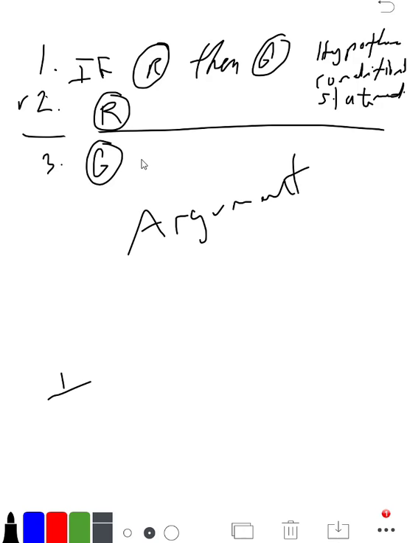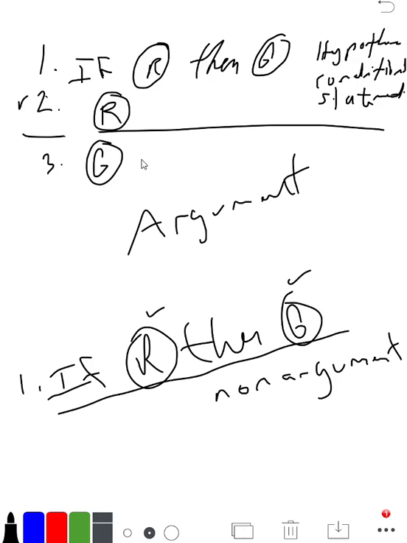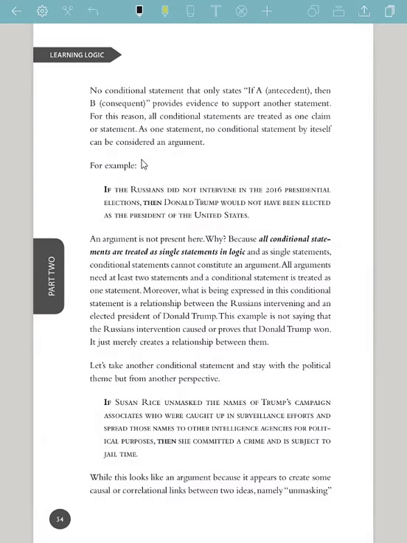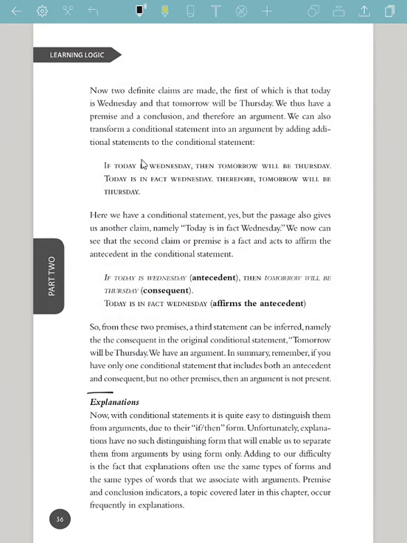But if I had just, if it rains, then the grass gets wet, that by itself is not an argument, because you do have two statements here, but in logic the whole thing is counted as one single statement. So having said that, I advise that you read this little section on non-arguments.